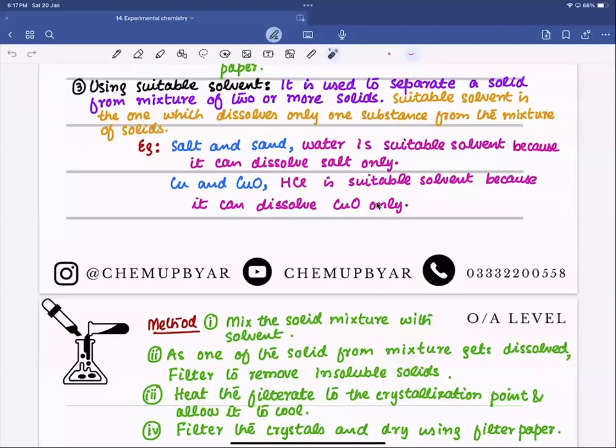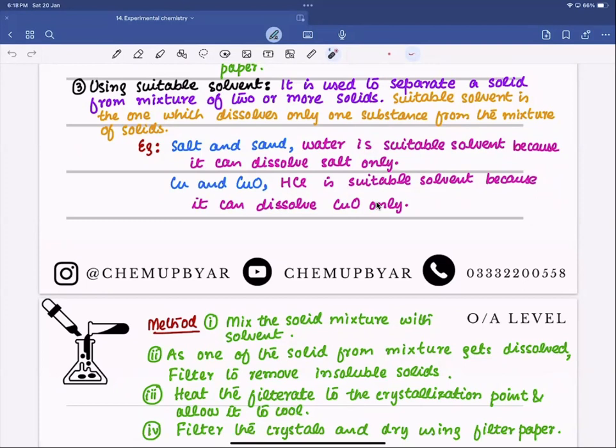Using a suitable solvent technique, we take a solvent that can dissolve only one of the components from the mixture. For example, if we have a solid mixture of sugar and salt and we have to separate them from each other, we need a solvent which can dissolve only one of them. If I put that mixture in water, what will happen? Water can dissolve both salt as well as sugar, right? Both are soluble in water.